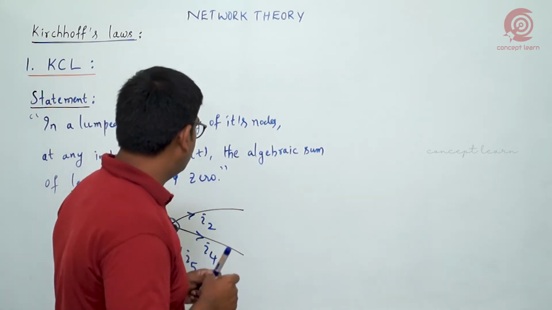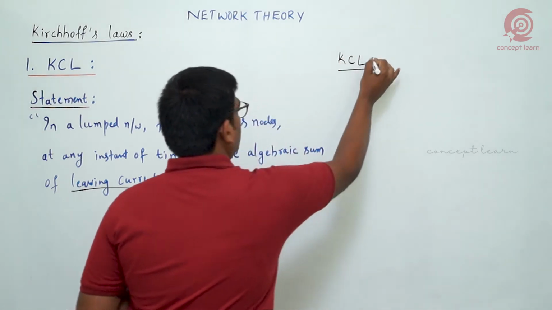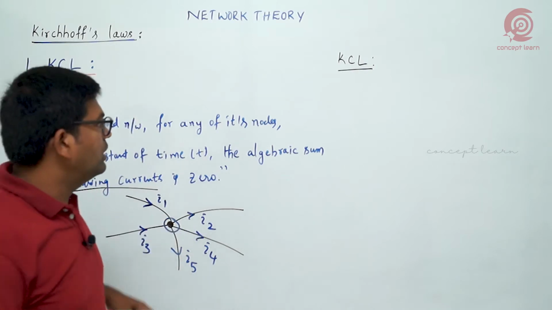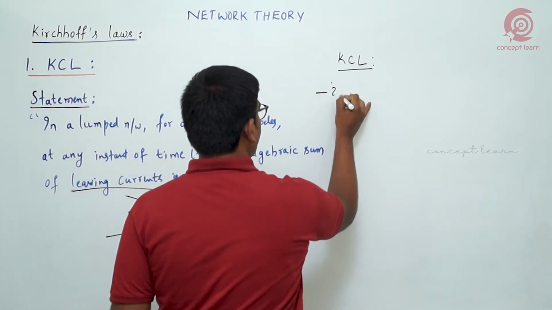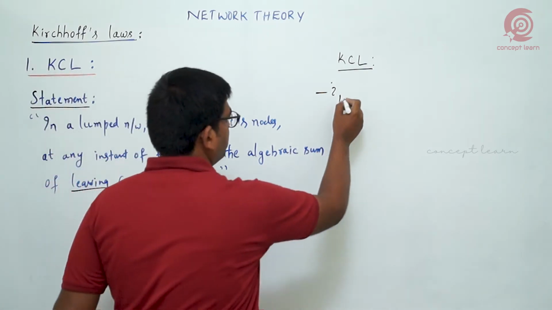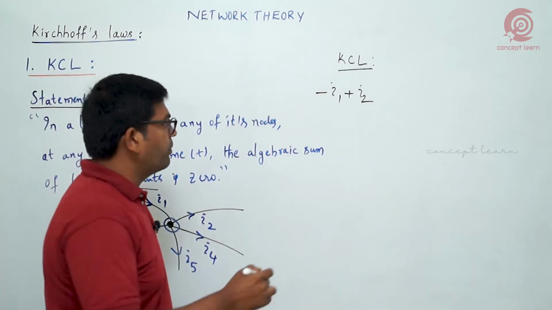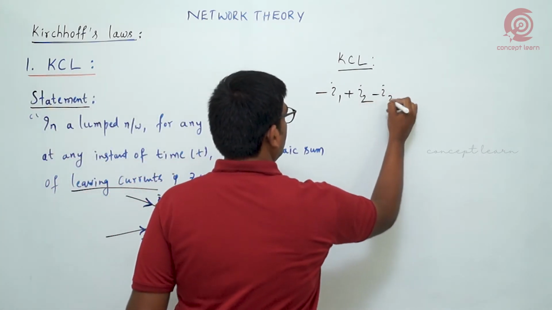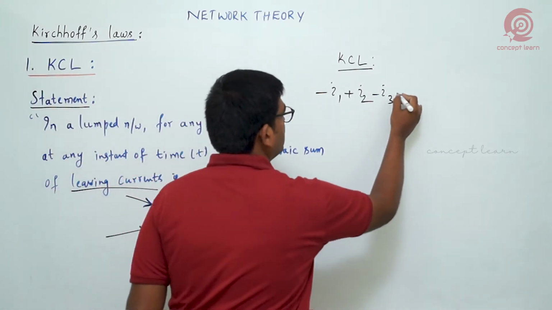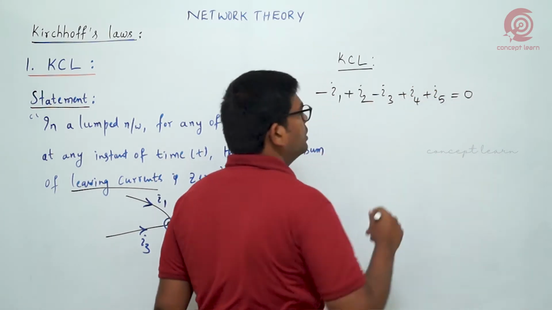Now just impose KCL for this node. What do we get? The algebraic sum of currents: I1 is incoming, so minus I1 I am writing. I2 is outgoing, so positive sign because it is an algebraic sum. Again I3 is incoming, so minus I3. Next, if you look, both I4 as well as I5 are leaving currents, so plus I4 plus I5, which is equal to 0.